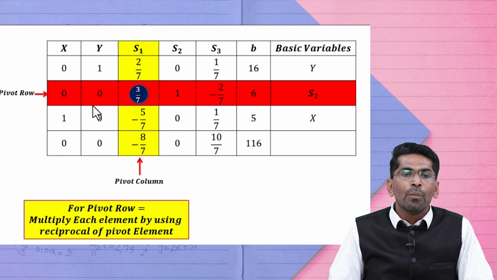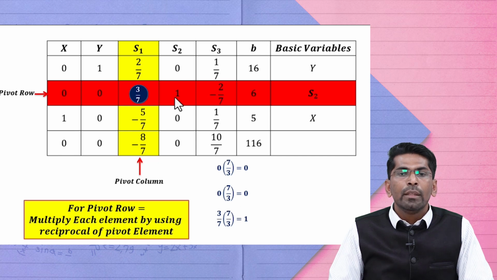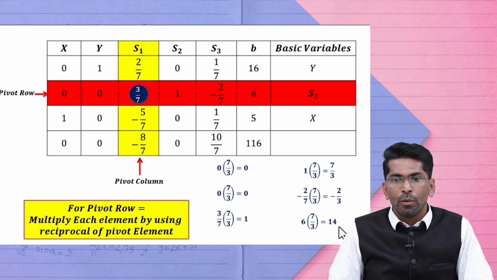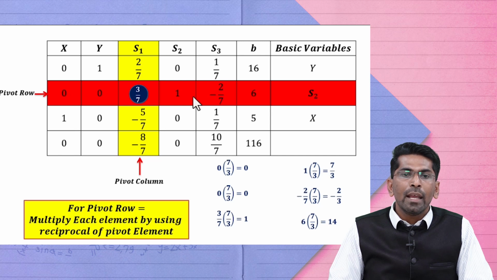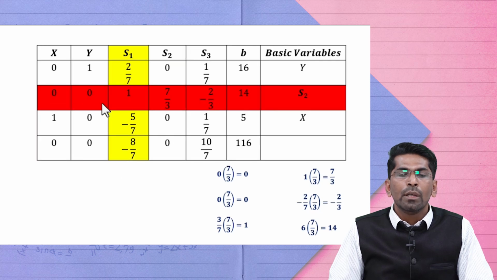So here we are going to multiply each element by the reciprocal of the pivot element, that is 7 by 3. So it is 0 into 7 by 3 which is equal to 0. 0 into 7 by 3 which is equal to 0. 3 by 7 into 7 by 3 which is equal to 1. Then 1 into 7 by 3 which is equal to 7 by 3. Then minus 2 by 7 into 7 by 3 which is equal to minus 2 by 3. Then the last one, 6 into 7 by 3 which is equal to 14. Now we are going to replace each and every value in the pivot row with the new values. So it will become 0, 0, 1, 7 by 3, minus 2 by 3 and 14.